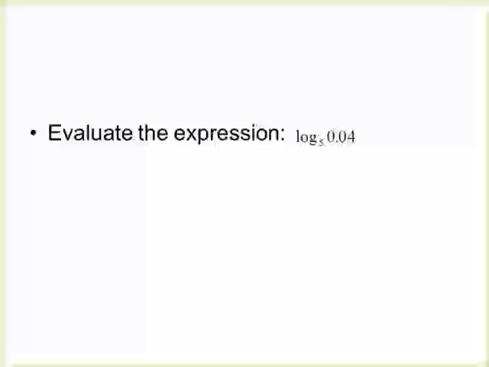So for this one, we could say it's equal to x, where x is our answer, and rewrite it. What will the statement become when I rewrite it? 5 to the x equals 0.04, because a log is asking the question of base to what power equals that number. So 5 to the what equals 0.04. Now we can't evaluate these on our calculator. We can use our calculator for the guess and check, but we can't actually do the evaluation.